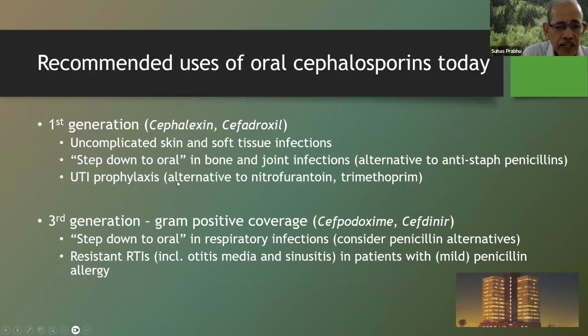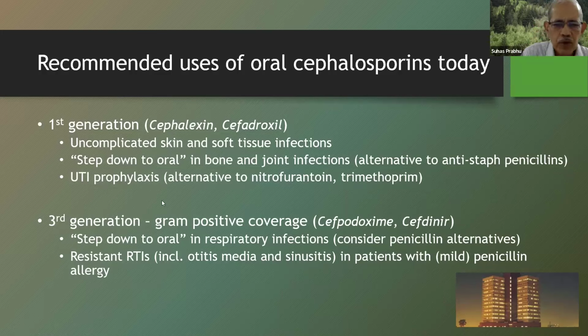In UTI prophylaxis, remember I said it works for E. coli, so we can use it as prophylaxis as an alternative to nitrofurantoin or trimethoprim-sulfa, because nitrofurantoin is not easily available as a syrup and is not palatable to take, and trimethoprim-sulfa is not recommended in children below the age of 6 months because it can affect growth.